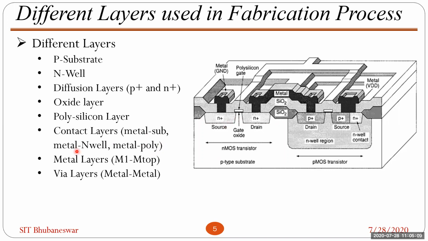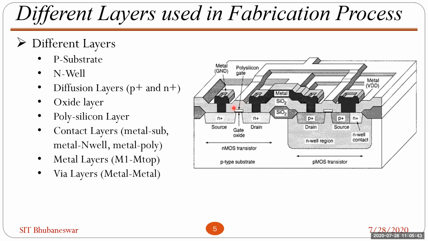Metal to N-well means this part is the N-well, so we will contact here. This is the N-well and this is N plus. This contact is metal to N-well. This is metal to P diffusion contacts. Metal to poly: suppose here is poly, somewhere a contact is there, but it's not visible. So metal to poly contacts are also there. When you take the poly contact outside, you have to contact through a metal.